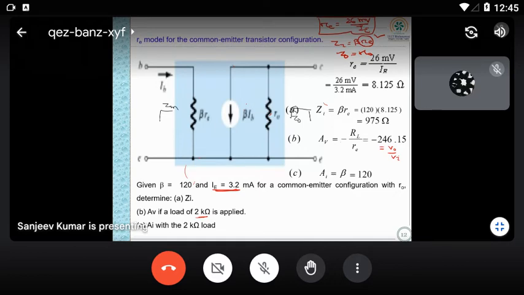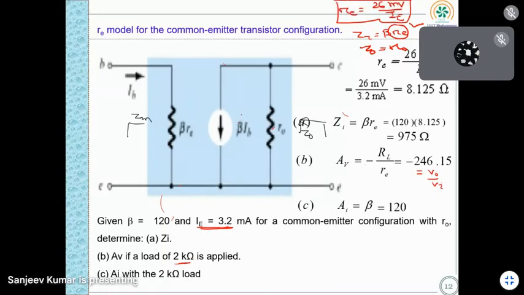Same simple thing you have done previously, the same thing you have to calculate. I hope everything is clear, or any queries? Is it clear to everyone? Am I audible? Yes, sir. Okay.